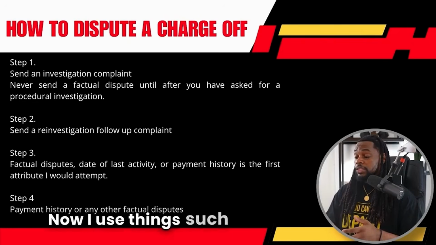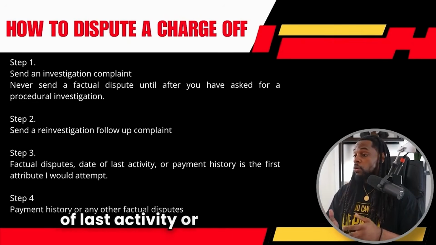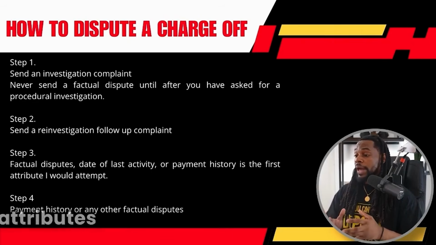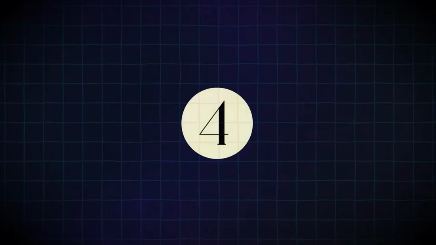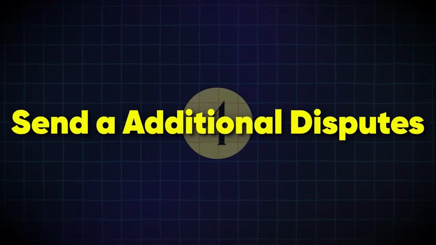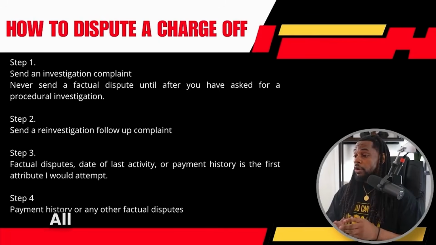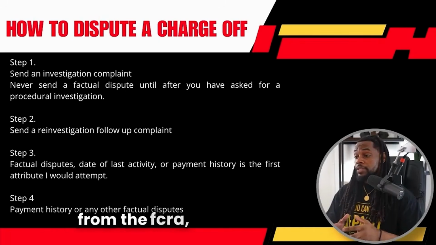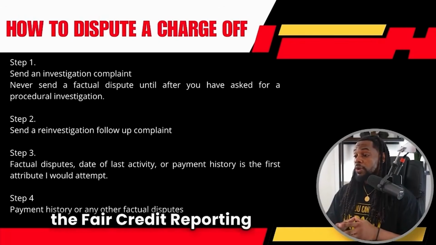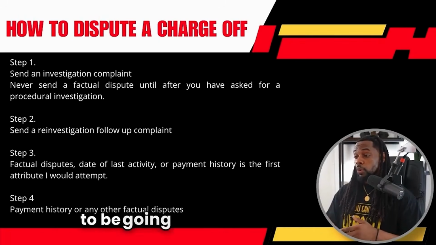For step number 3, we're going to use factual disputes. Now, I use things such as date of last activity or payment history or certain account attributes, and I'm going to go over that later in this video. And for step number 4, if the charge-off isn't deleted with that previous round, you will then send additional disputes until that account has been deleted. All of this information came from the FCRA, which is the Fair Credit Reporting Act, and that's what we're going to be going over next.